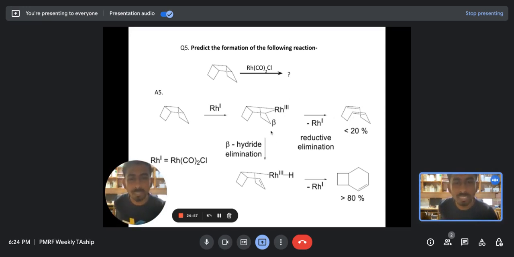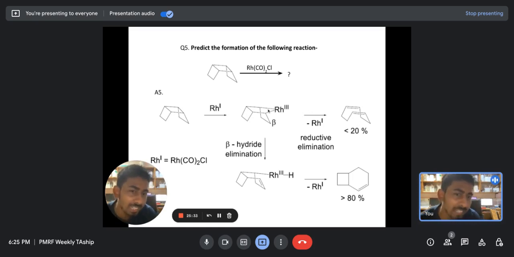You know why? Because beta hydride elimination reactions are quite facile in nature. That's why, before this compound can undergo reductive elimination to form this dialkene compound with relief of ring strain, it actually goes to this pathway. So this pathway is more favorable than this one. That's why after performing the beta hydride elimination, this rhodium 3 compound is at once eliminated as rhodium 1, and we are getting this fused compound. But here the relief of the ring strain is playing a major role in performing this reaction.